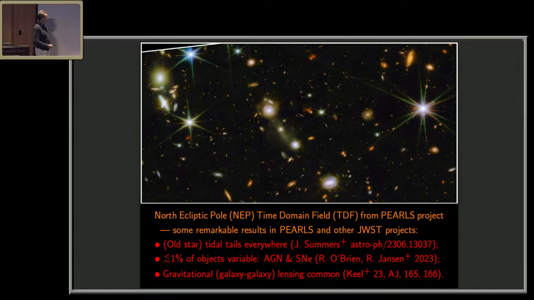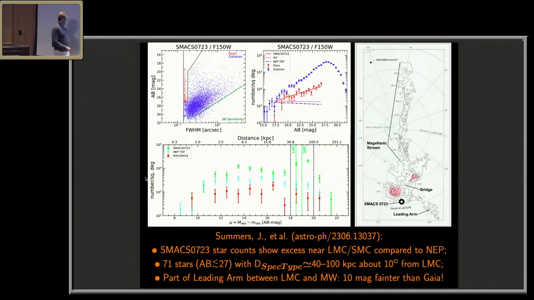So here is the SMAX 0723, the first public image that came out on July 11 last year. It's actually 10 degrees away from the LMC, and within an hour after we got the data, we found this. This is the usual AB magnitude versus full width half max. This is the stellar sequence. We can see stars to almost 28 magnitudes. And we found that it had, my undergrad found this, it had 10 times more stars than the other north ecliptic pole fields we have, which are 180 degrees away in the sky. They should have similar star counts. They don't. So what are these?